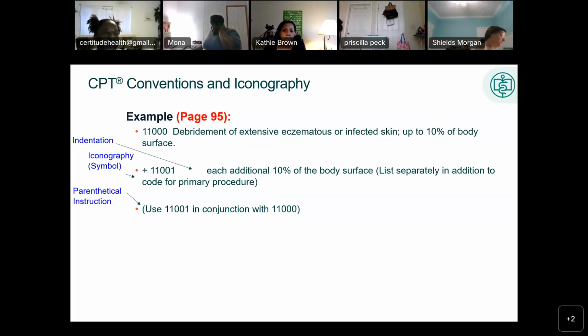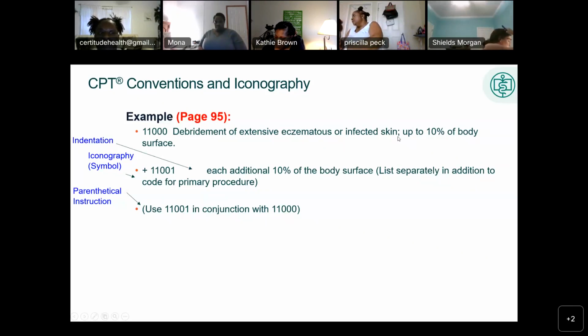Anyways, the code description of debridement 11000 reads debridement of extensive eczematous or infected skin, and then it has a semicolon. So a couple of things about that. This is going to be your determining factor of, do I have the right code or do I not have the right code? So you're going to look at the procedure being performed, which is a debridement, and for what reason, which in this particular one, it gives the details in the description of extensive eczematous or infected skin.